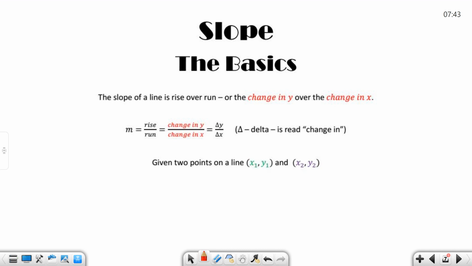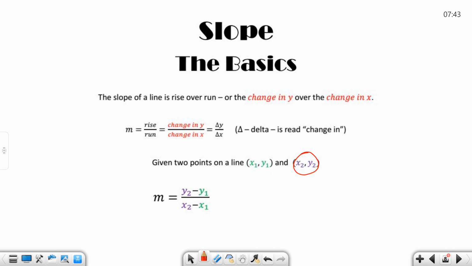All right? So if you're given 2 points on a line, x1, y1, and x2, y2, it can be any 2 points on that line, then the slope, m, equals y2 minus y1 over x2 minus x1. So again, change in y over change in x.